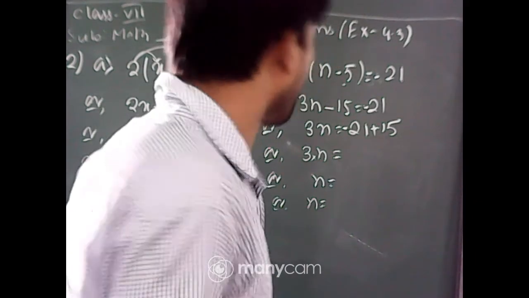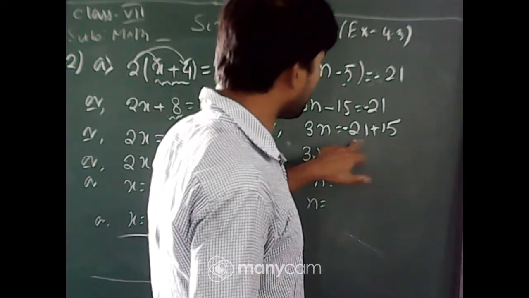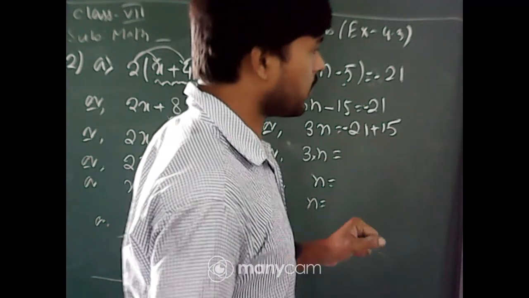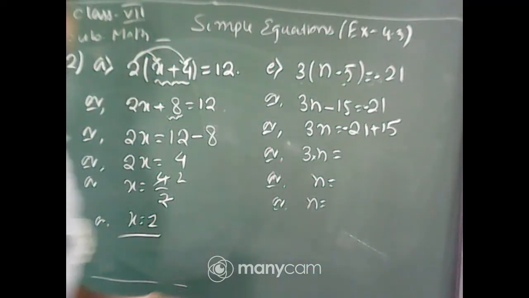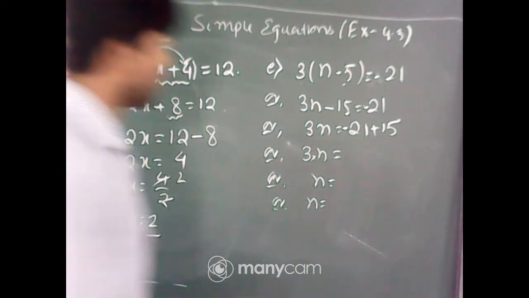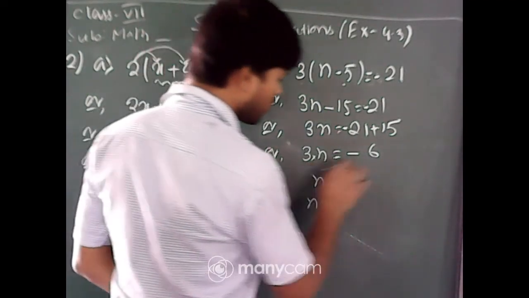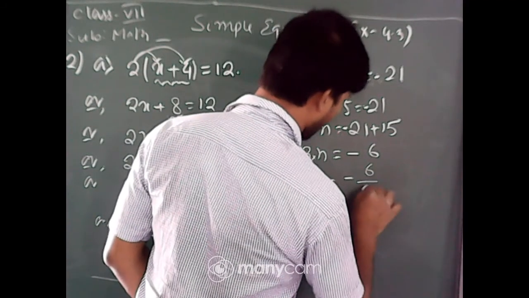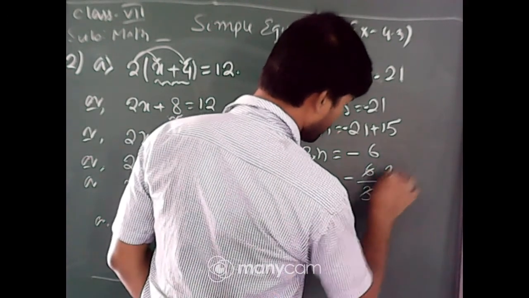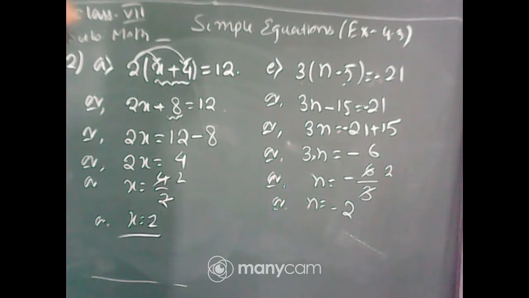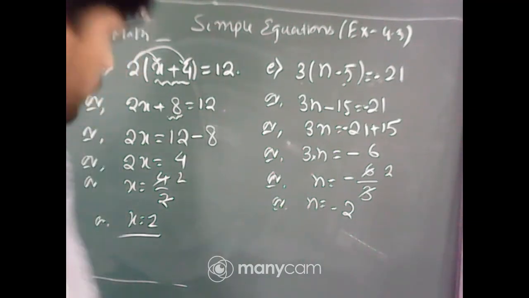Yes, because minus 21 and 15 means we are subtracting 21 from 15. So we know that when you subtract a large number from a small number, then the sign will be negative. So it will be minus 6. So 3n equal to minus 6, so n equal to minus 6 by 3, which is equal to 3 2s are 6. So n equal to minus 2. Yes, very good. n equal to minus 2.